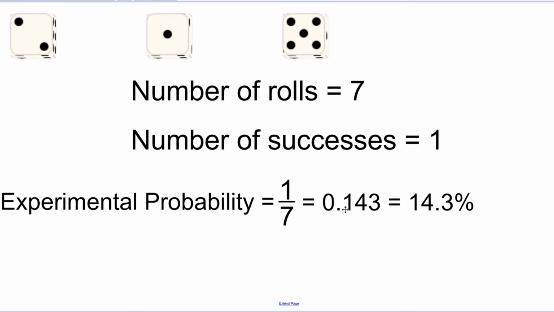And if we want to convert a decimal to a percentage, we multiply by 100, which means moving the decimal 2 spots to the right. Okay, so those are the 3 different ways that we can discuss experimental probability.